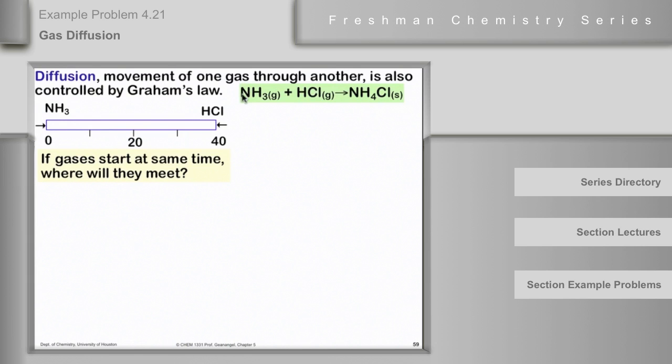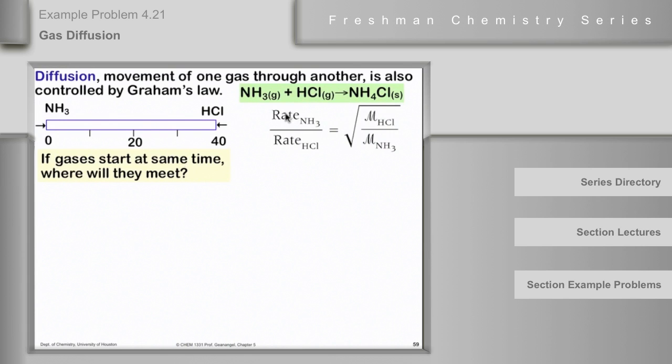Okay? Now, once the ammonia vapors get to the hydrogen chloride vapors, they're going to react to form this white solid, ammonium chloride. And we will see that somewhere in the tube once the two gases meet one another. So if the gases start at the same time, where will they meet?